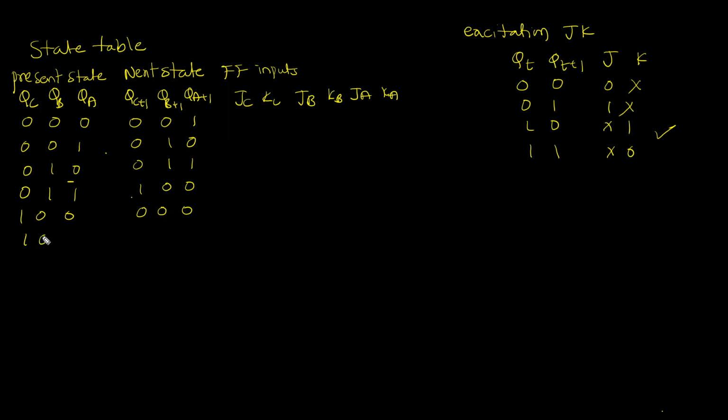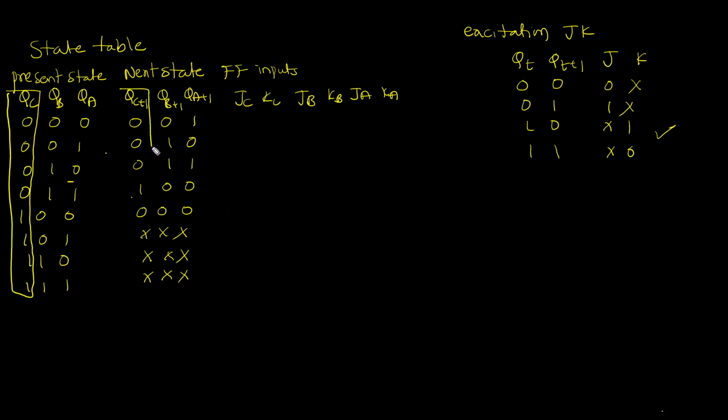If the present state is 5, we take it as don't care. Next state 1 1 0 is also don't care. Then next state 1 1 1 is also don't care, don't care, don't care. Okay. So once we do this, I need to compare QC, exactly QC, with QC plus 1. Then I need to get JC, KC, JB, KB, JA, KA.